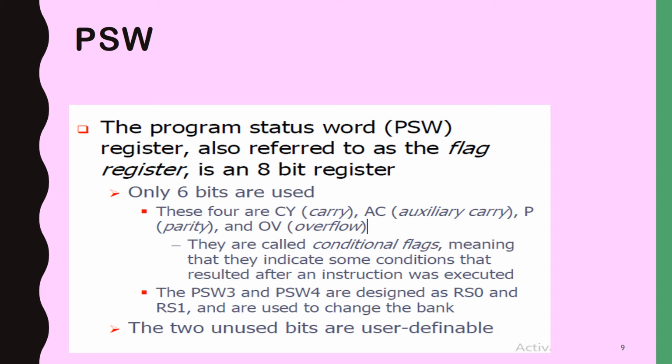The PSW.3 and PSW.4 are designed to get access to banks other than bank 0 by setting or resetting the respective bit. RS0 and RS1 are the two bit names indicating PSW.3 and PSW.4, and they are used to change the bank in the program. The two unused bits are user defined, so they are not directly used. The simple thing.